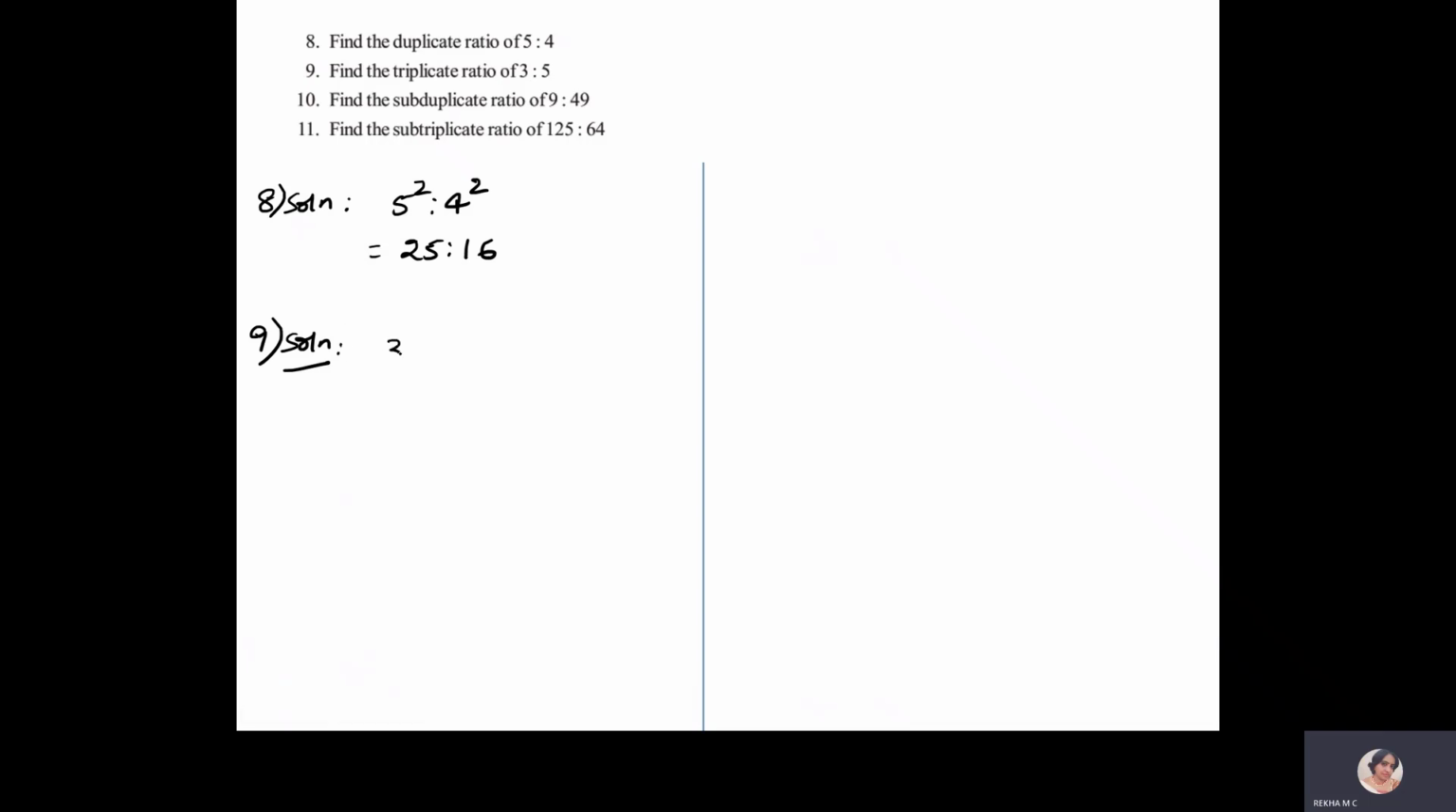The ninth one, solution, find the triplicate ratio of 3:5. Triplicate ratio is 3 cube is to 5 cube. That is equal to 27:5 cube is 125.